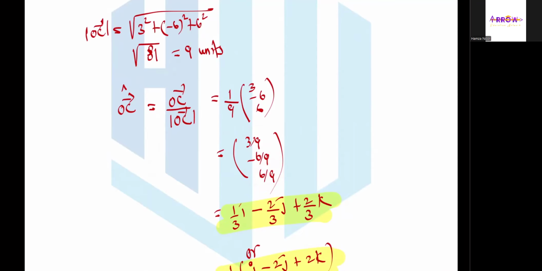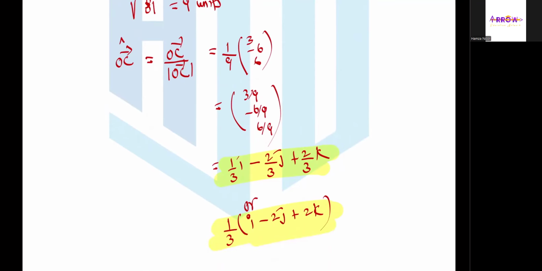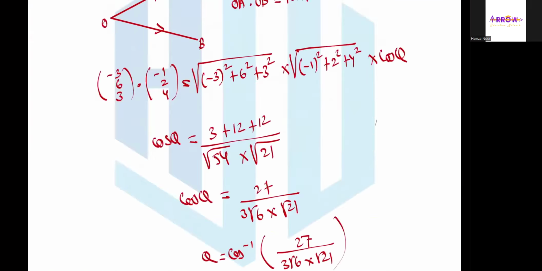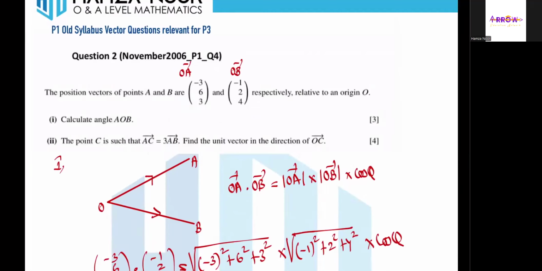And now I can simplify the terms and write my answer in terms of i, j, and k. So the i component is 1 over 3, the j component is minus 2 over 3, and the k component is 2 over 3. Either you can express your answer in this form, or you can simply say that 1/3 is taken as a constant outside, and this is multiplied by i minus 2j plus 2k. It's not compulsory to write your answer in ijk format in this particular question, but it is good practice to do so.